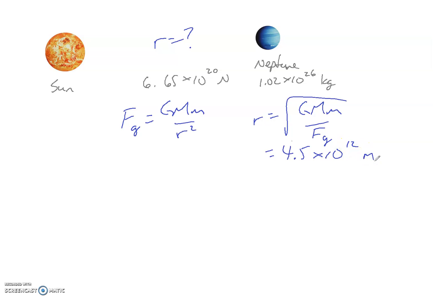And of course, that would be from center of mass to center of mass. But again, the radii of the actual Sun and Neptune would be insignificant compared to the actual distance between the surfaces. All right, well, let's get these things out of here and show you something else.